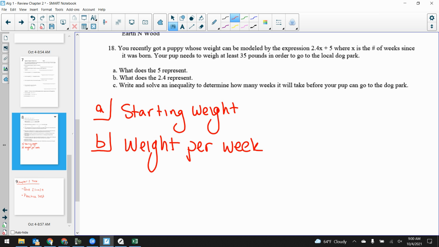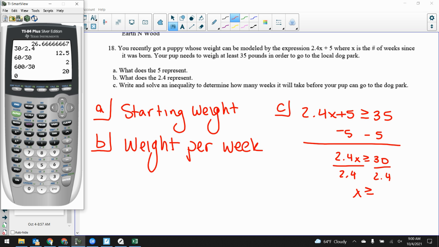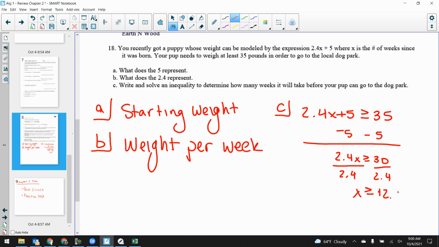Okay, now part C says, figure out how many weeks it's going to take to be able to take the dog to the dog park. Well, it needs to be at least 35 pounds. Do you notice how when I say at least 35, that implies an inequality? If I use that term at least, that means 2.4x plus 5 has to be greater than or equal to 35. I subtract the 5 over to the other side. 2.4x is greater than or equal to 30. I divide by 2.4. x is greater than or equal to 30 divided by 2.4. Oh, it's right up there. 12.5. So, there is my inequality.